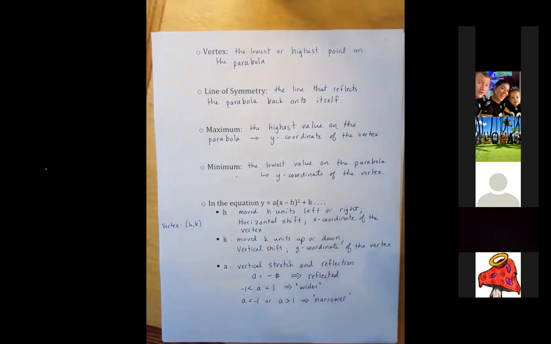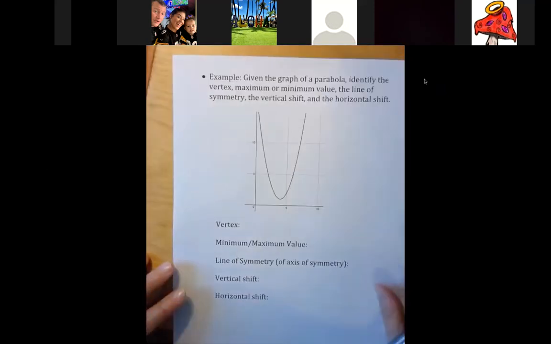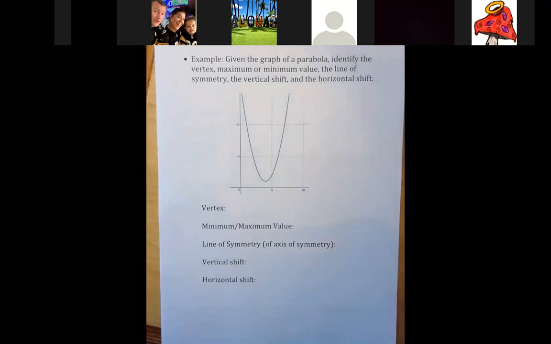And those are sort of the general things that the A does for us. Now, let's actually do an example with all of this, because this is a lot of information that I can get from my parabola. So we're going to look at one example here where we are given the graph of a parabola, and we're asked to identify the vertex, whether or not it is a maximum or minimum value, and what is the line of symmetry, which can also be called the axis of symmetry, sorry, a little typo there.